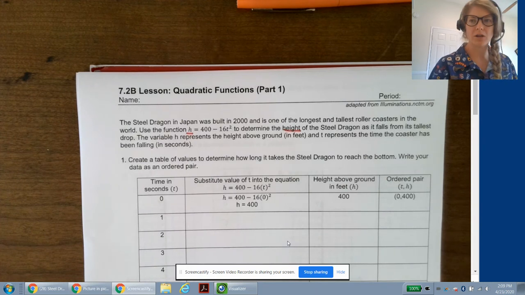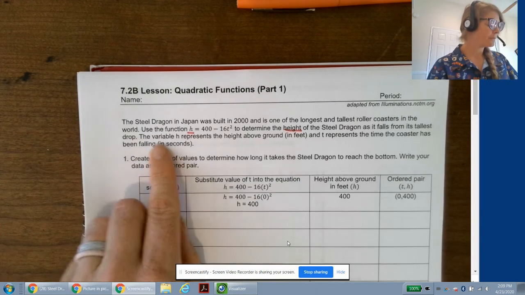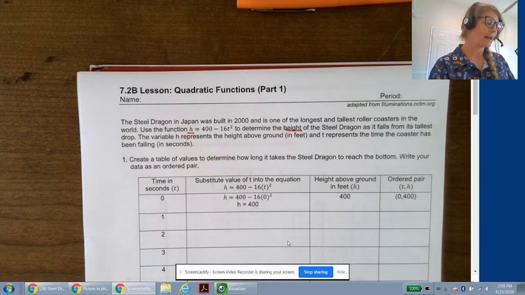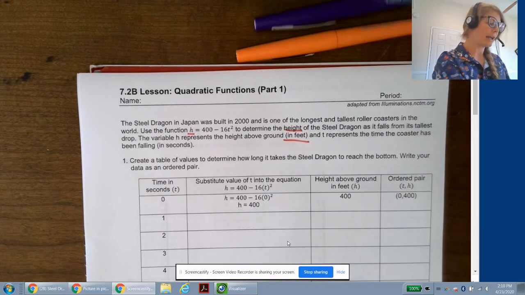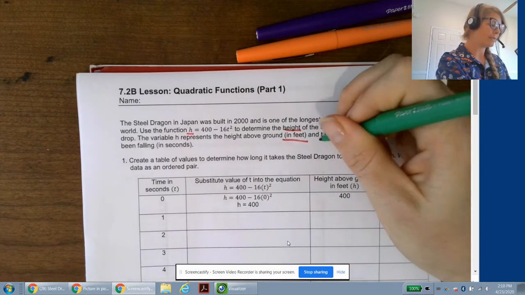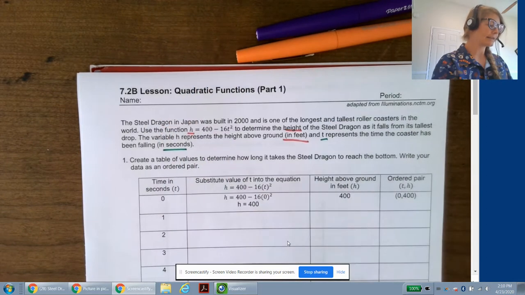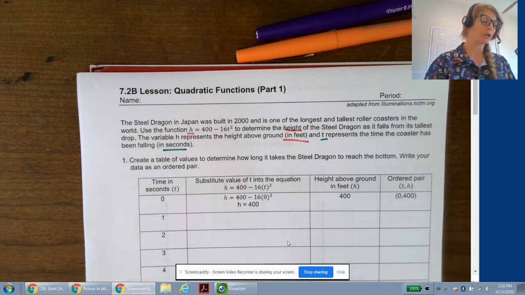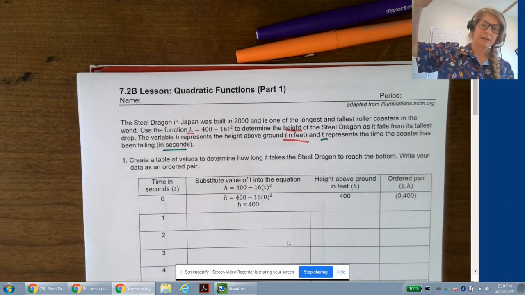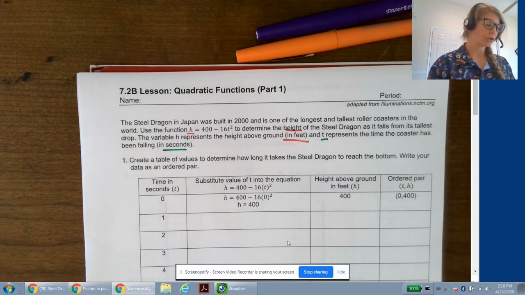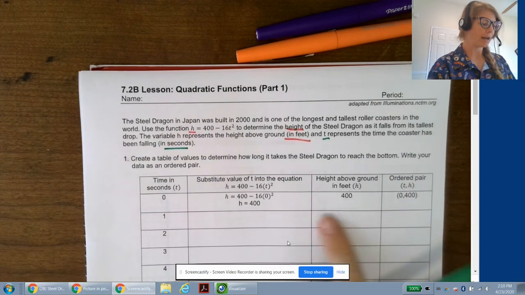Remember, one of the tallest drops in the world. The variable h represents the height above the ground in feet, and t represents the time the coaster has been falling in seconds. So we're going to create a table of values to determine how long it is going to take the Steel Dragon to reach the bottom from its tallest drop. And we're going to write our data as an ordered pair.